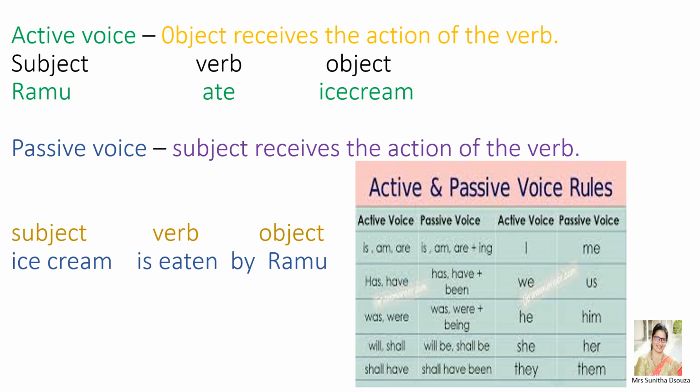So here is a chart to know the rules. Some of the rules change from active into passive. When we use is, am, are in the active voice, they will change into is being, am being, are being. Has and have will change into has been, have been. Was and were will change into was being, were being. Will be and shall be will change into will have been and shall have been. In active voice, I will change into me in passive, we into us, he into him, she into her and they into them.